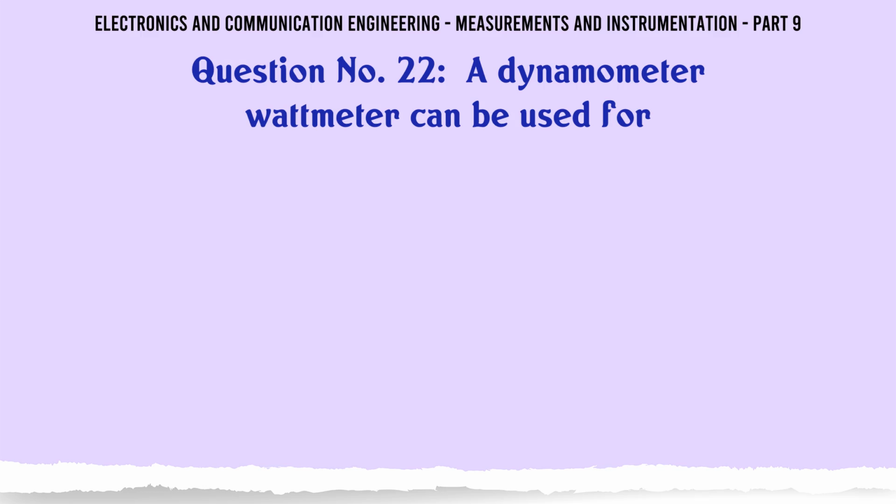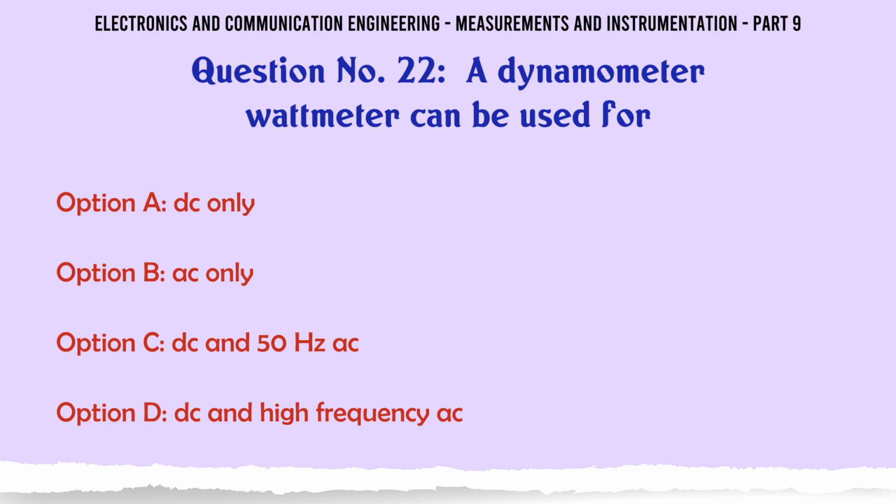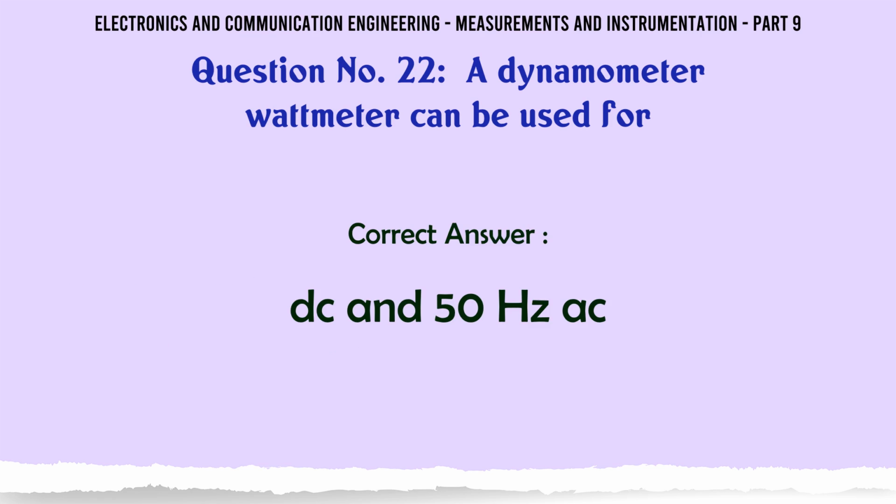A dynamometer wattmeter can be used for A. DC only, B. AC only, C. DC and 50 Hz AC, D. DC and high frequency AC. The correct answer is DC and 50 Hz AC.